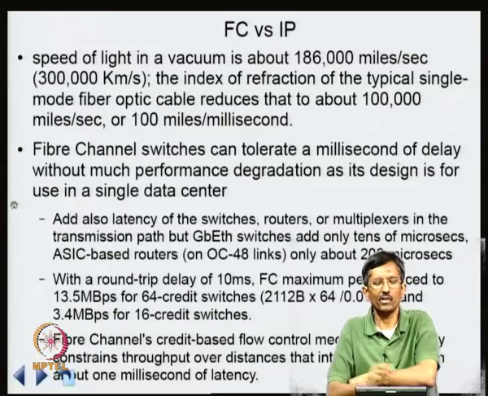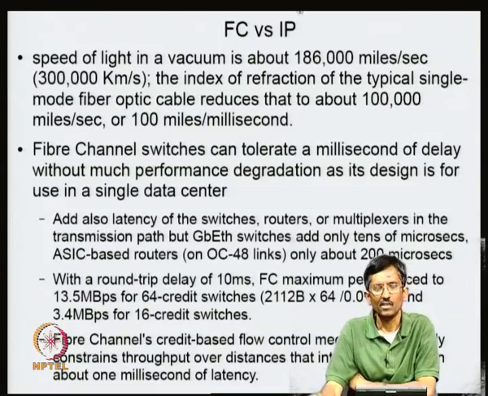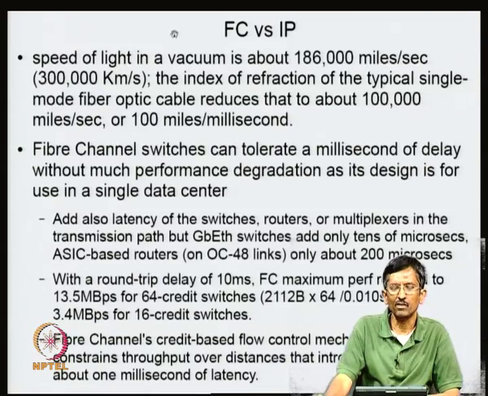Now let us see what the issue is with respect to credit based flow control. As I mentioned earlier, in Fiber Channel the medium for transmitting the data is optical fiber. As you know, the speed of light is about 186,000 miles per second. Because of other issues like the index of refraction, the actual speed is about 100,000 miles per second. That is about 100 miles per millisecond.